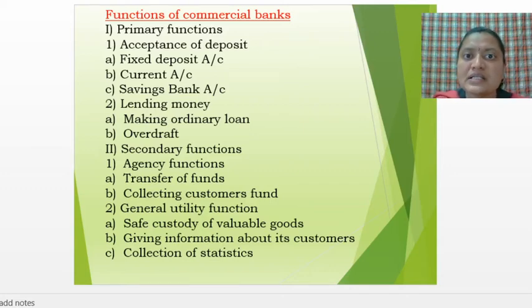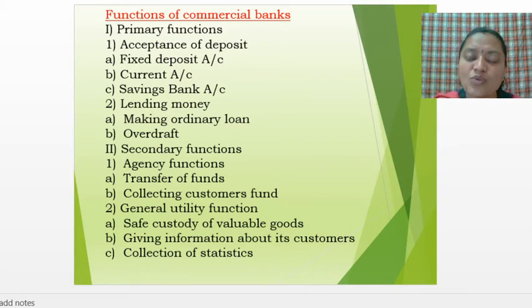Now in today's class we'll be studying about the functions of commercial banks. It has been divided into the primary functions and secondary functions. Now let us understand which are the primary functions. First, Roman number one, primary functions. In that, first one, acceptance of deposit.